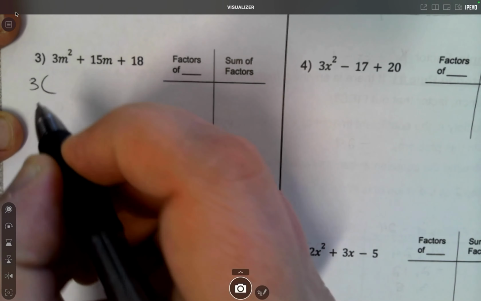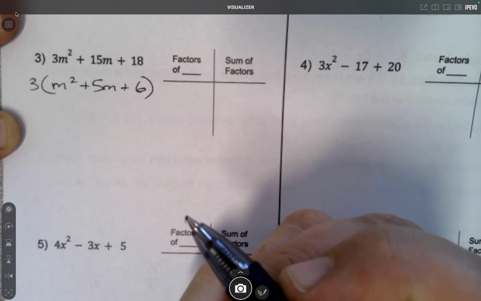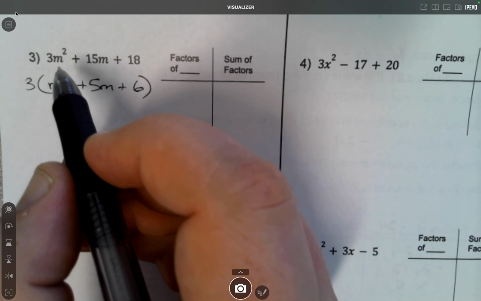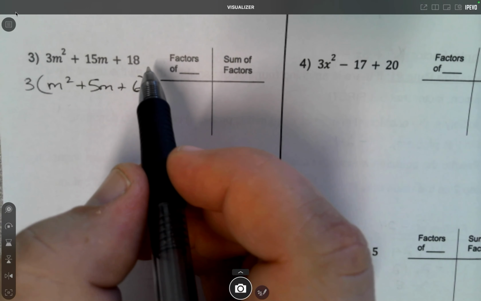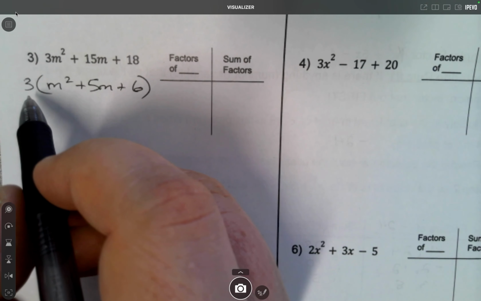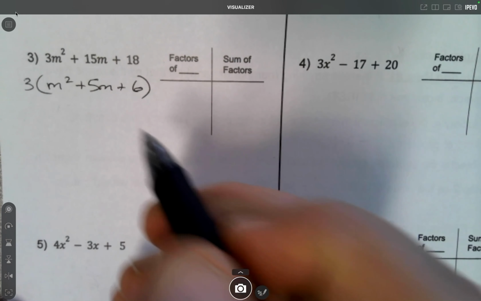3 divided by 3 is 1, so I get m squared. 15 divided by 3 is 5, so I get 5m. 18 divided by 3 is 6. So this is one that looks like it's one of the more complicated ones, when in fact, once you factor out the 3, it's pretty straightforward.